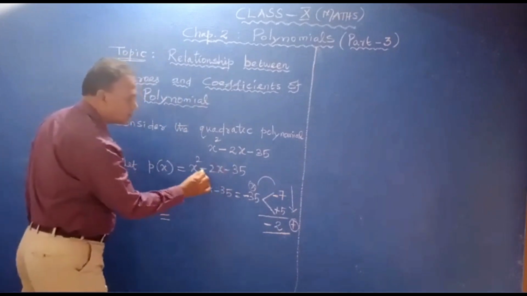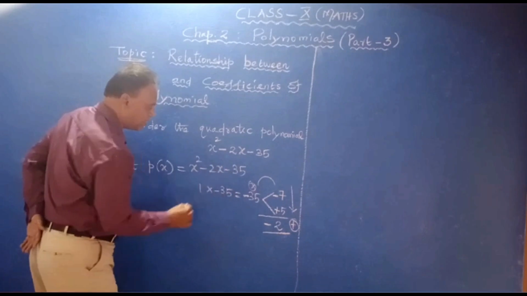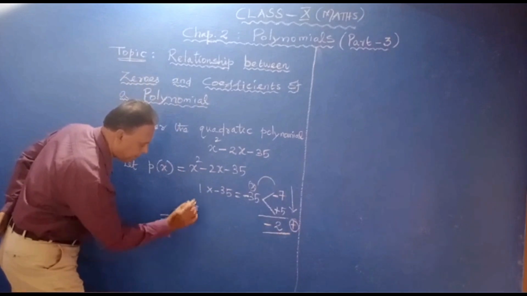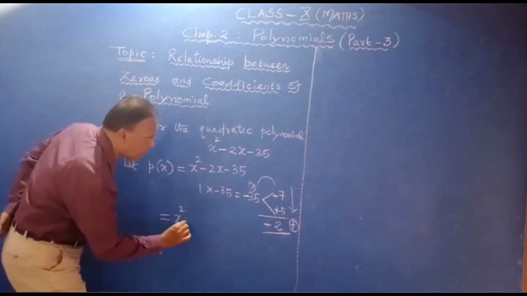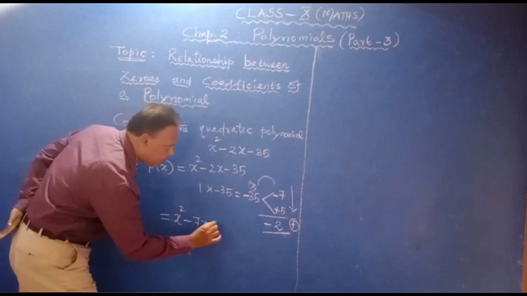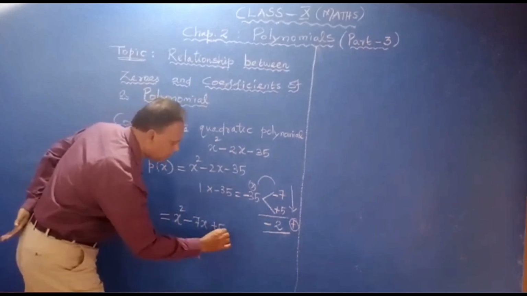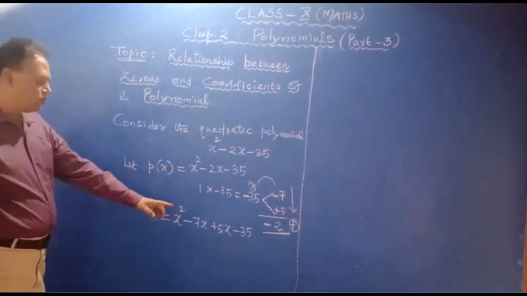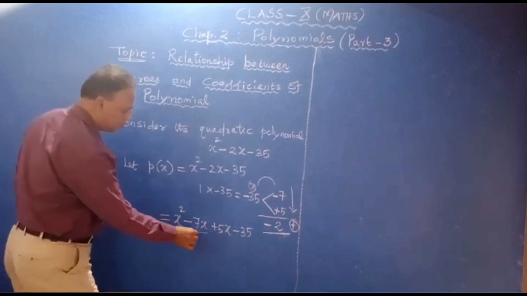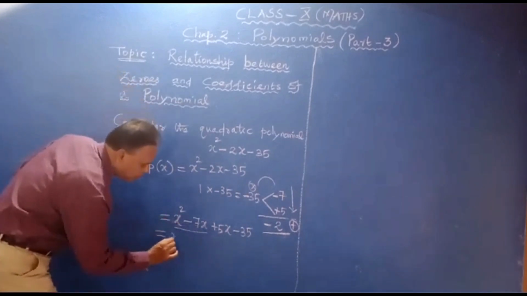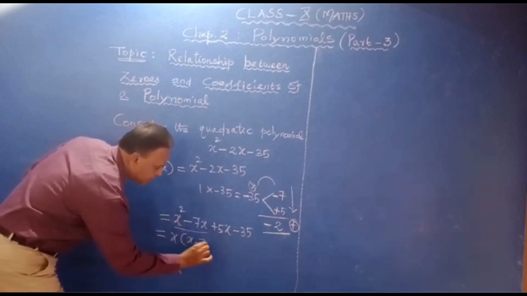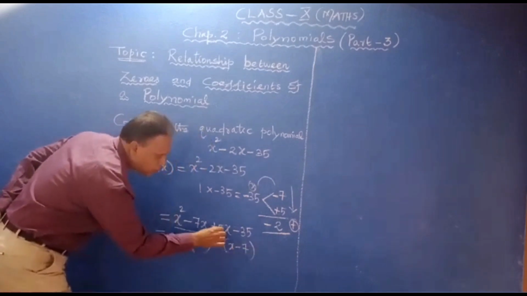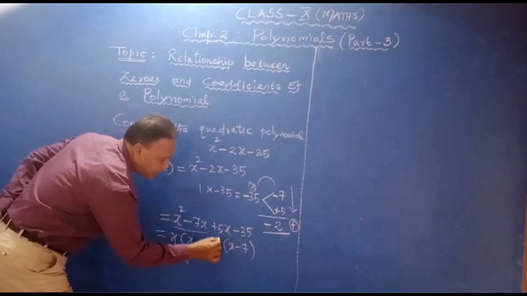Now split the middle term into two factors. You see: x squared minus 7x plus 5x minus 35. Now what is common in the first two terms? x is common. Taking it out, we get x into x minus 7. Write the same x minus 7 here. What number do we need so that we get this term? Plus 5 you can write.